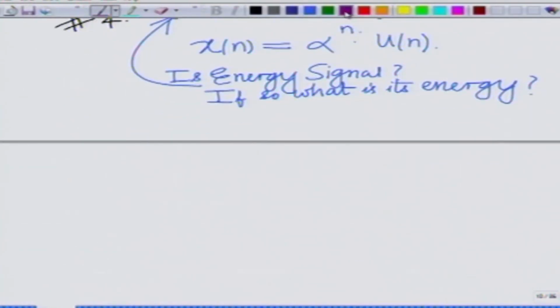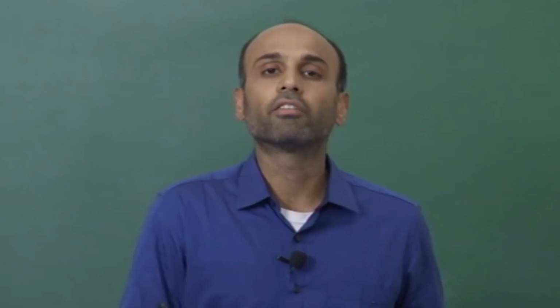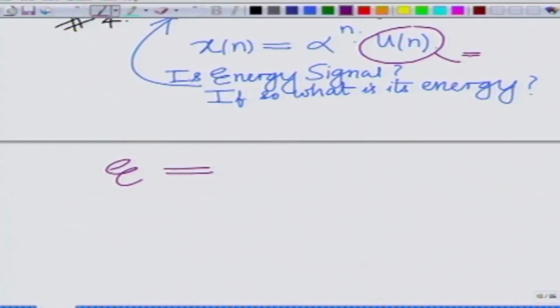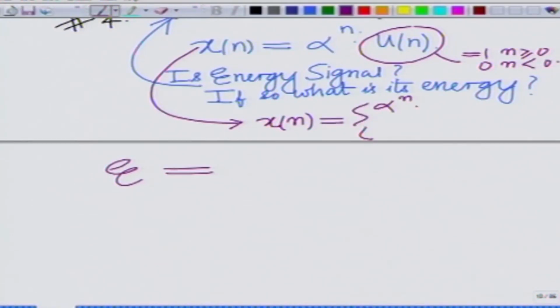Now, we have seen that the energy of a discrete time signal. So, the question is alpha n into u n. Now, mind you, u n is the unit step function, which is equal to 1 if n is greater than or equal to 0 and equal to 0 otherwise. So, this implies x n equals alpha to the power of n for n greater than or equal to 0, 0 for n less than 0.